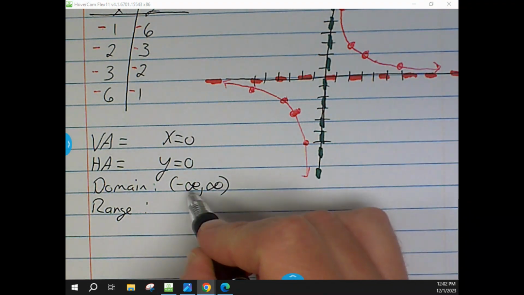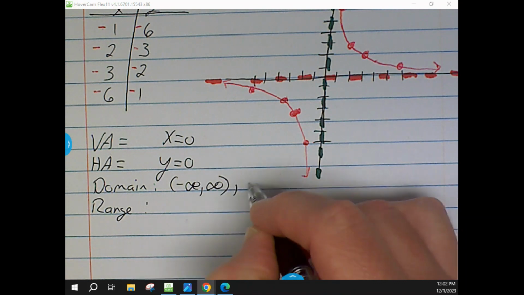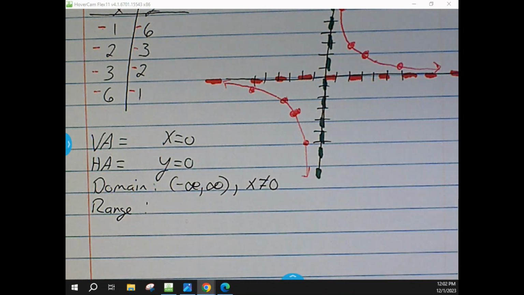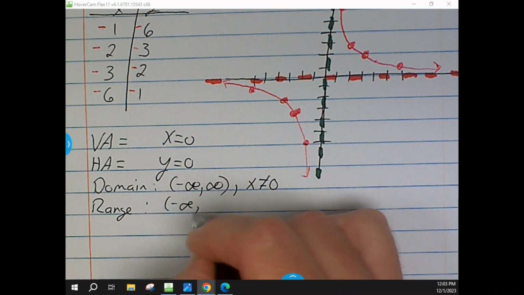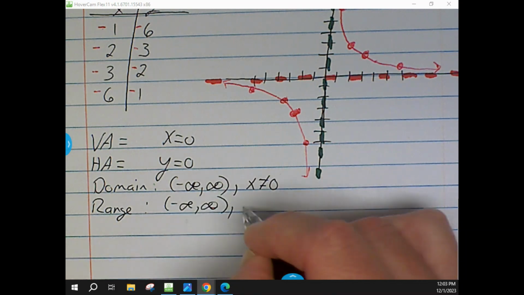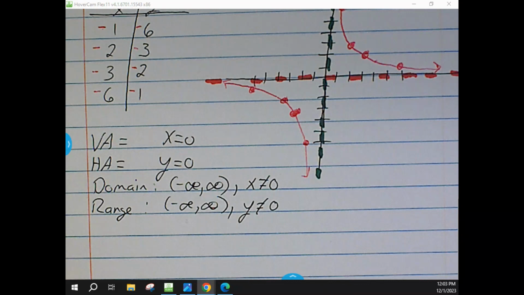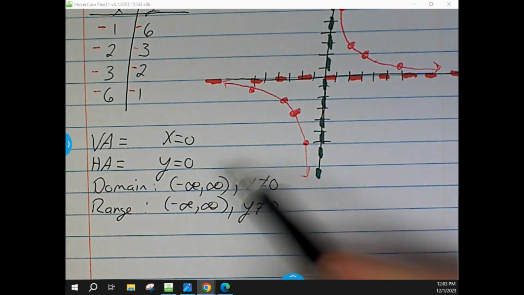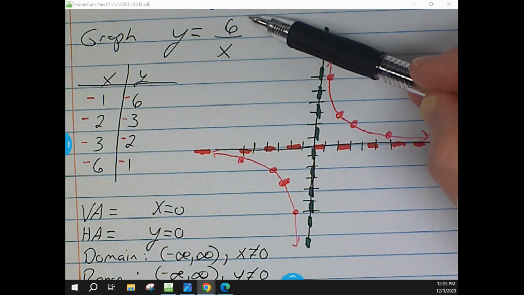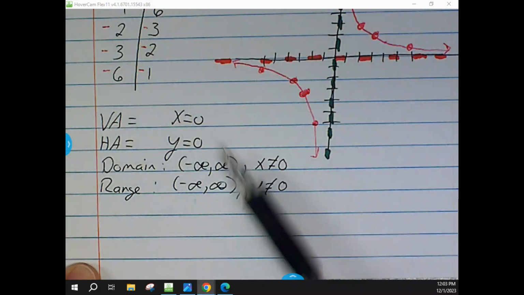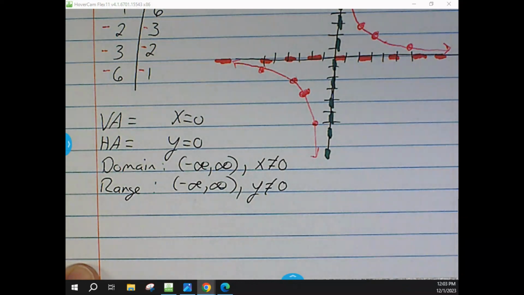So they may do like negative infinity to infinity and then do a comma and say, all right, but the only thing is we're not going to have x equals 0. Okay. And then the range is exactly the same thing, but the y value is not going to be 0. Okay, and again, all this is the exact same, whether this is 6 over x or 4 over x or 3 over x or 2 over x, all these numbers in here are going to be the exact same answers when it comes off of it.